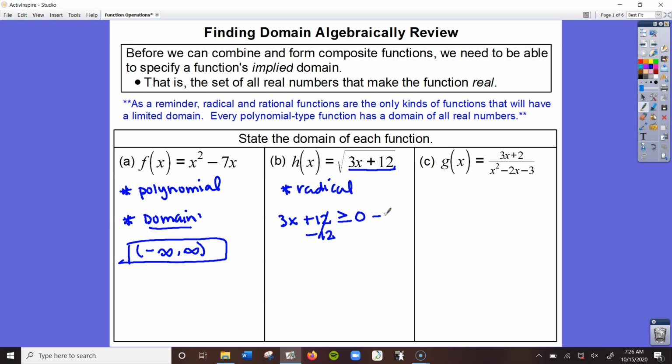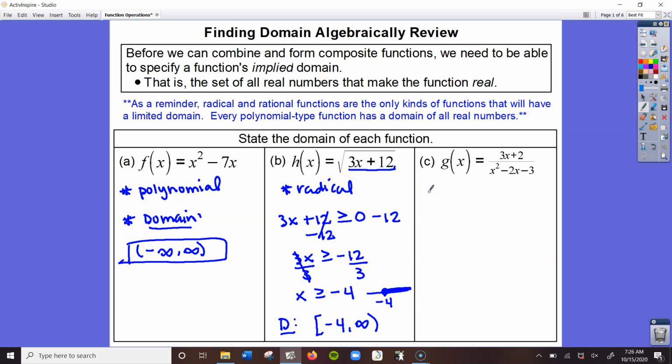So I'm going to subtract 12 from both sides, and I get 3x is greater than or equal to negative 12, and then we would divide by 3. So this means that x has to be greater than or equal to negative 4. This is the inequality that represents the domain. So I can put this on a number line if you'd like to visualize what the domain would be. The negative 4 would be included, and then we would shade everything to the right since x has to be greater than or equal to negative 4. So that means that the domain is going to be bracket negative 4 to infinity.